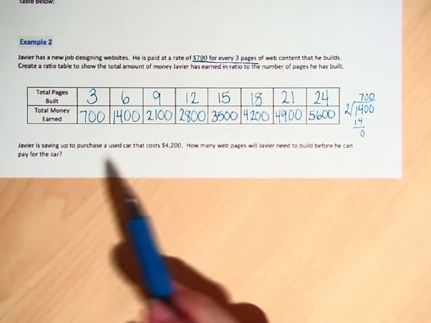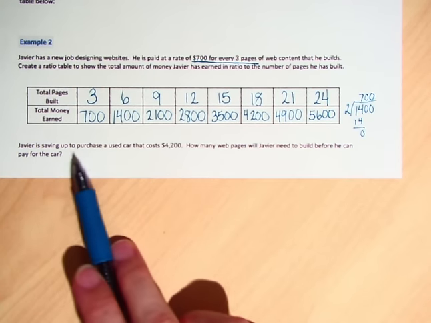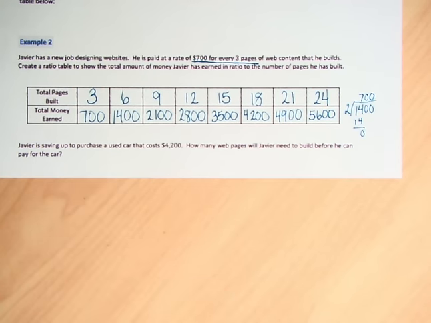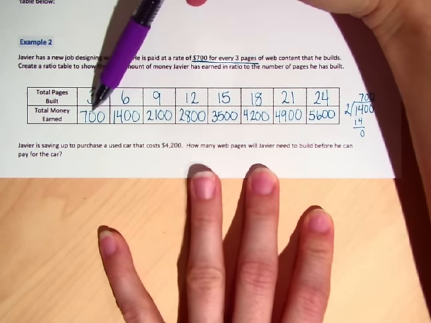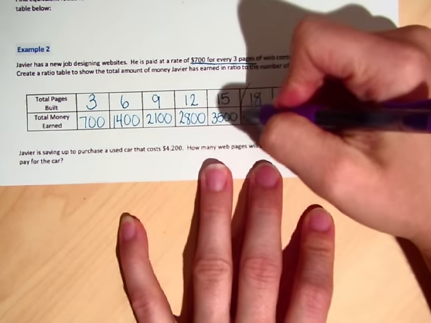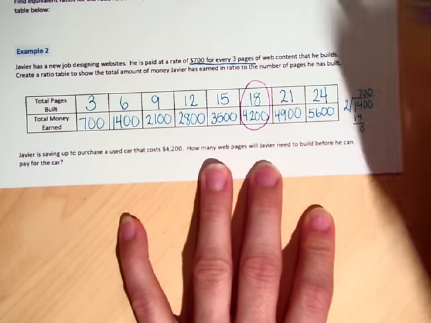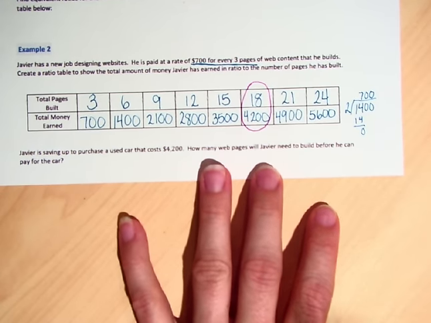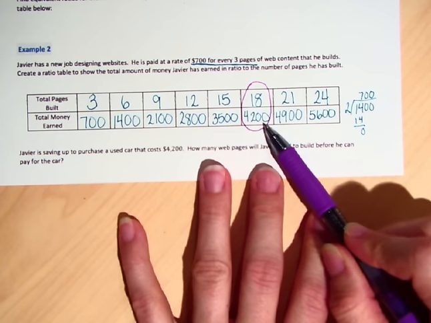Okay, the question at the bottom says, Javier is saving up to purchase a used car that costs $4,200. How many web pages will Javier need to build before he can pay for the car? So I'm looking for the money at the bottom. I believe he needs to make 18 web pages because that's when he makes $4,200.